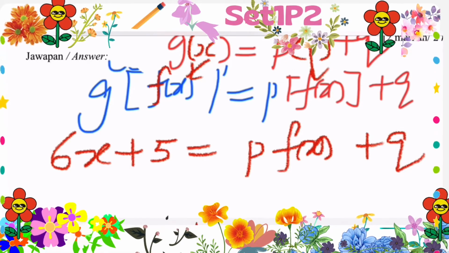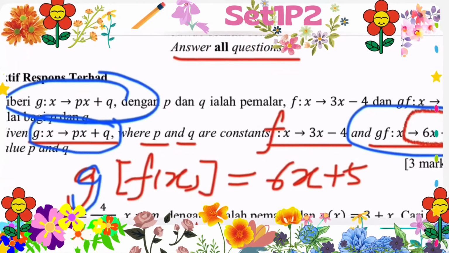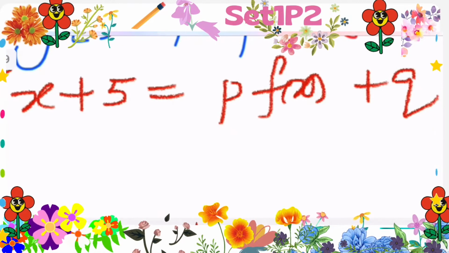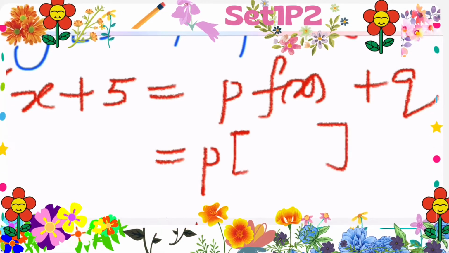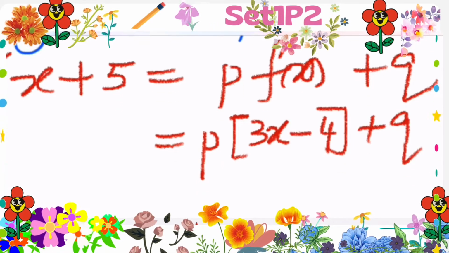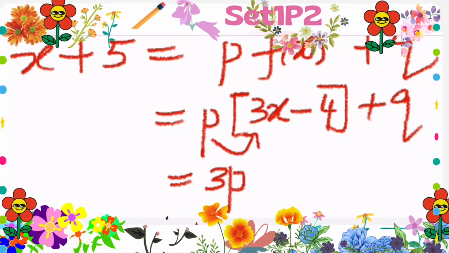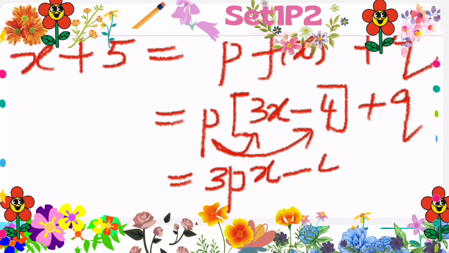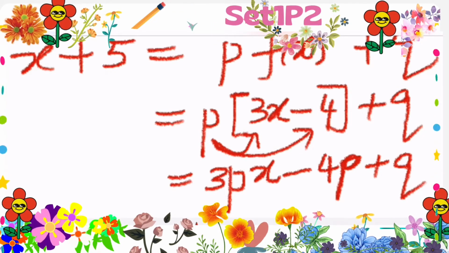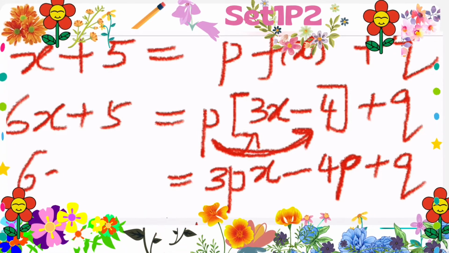Was f(x) given or not? Yes, f(x) was given: 3x - 4. Let's substitute it in: this is p(3x - 4) + q. Now we will simplify before we can do comparison. So 3px, then minus 4p, plus q, that is expansion. So this is 6x + 5 equal to 3px - 4p + q.